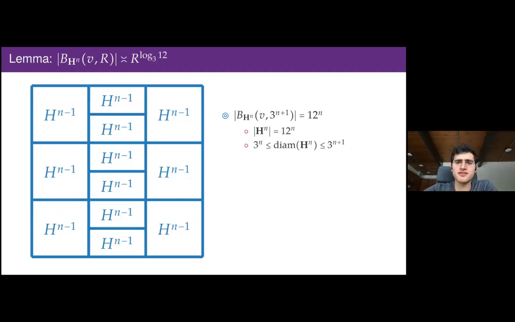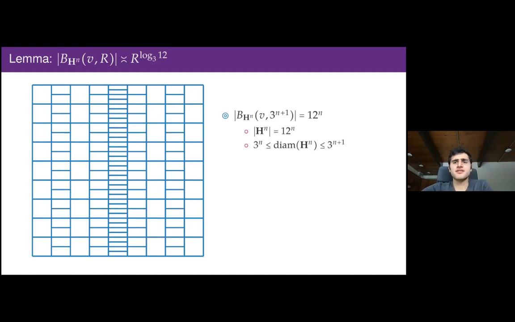To see why Hn has 12 to the n many vertices, you can simply prove it by induction, while noting that Hn is obtained by putting together 12 copies of H to the n minus 1.